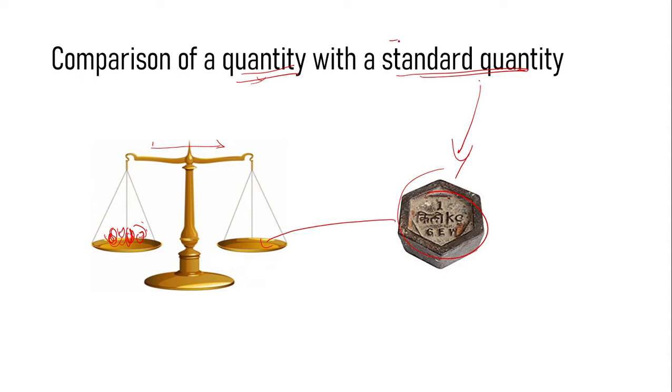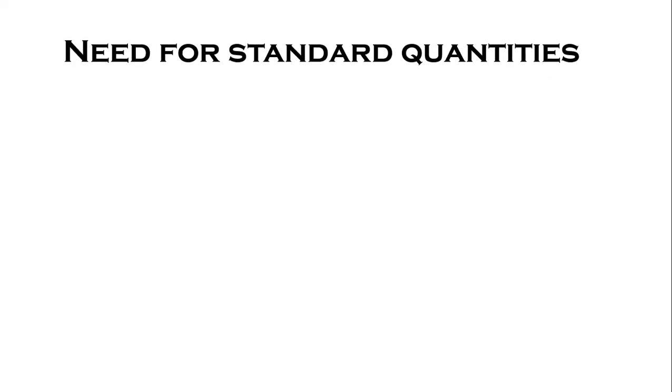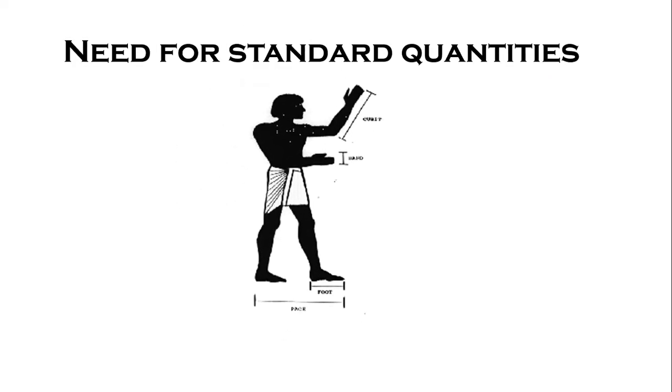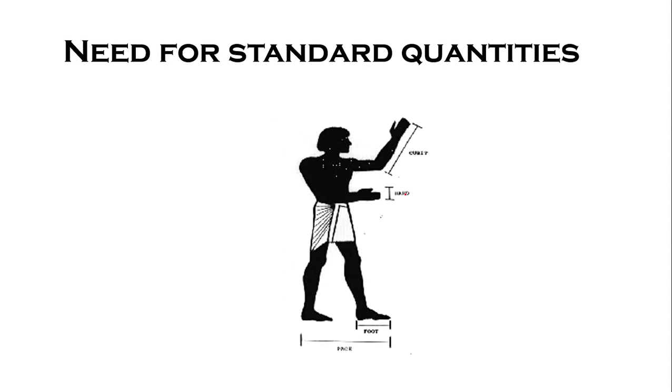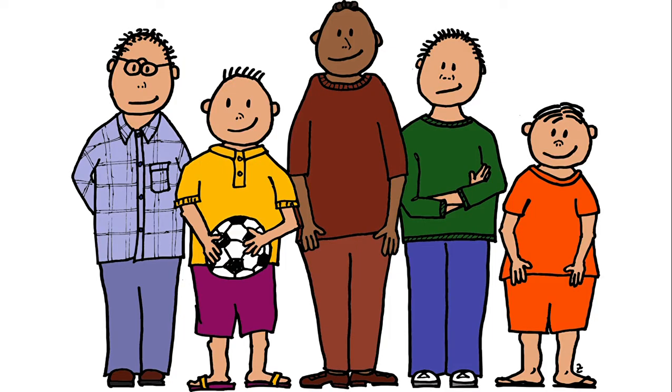So why do we need this standard quantity? The need for a standard quantity is because in olden times people used different ways of measuring. Cubit, handspan, foot, or pace to measure length. The issue with this kind of thing was that it was highly inaccurate. Why was it inaccurate? Because people come with different shapes and sizes. So there were a lot of discrepancies.